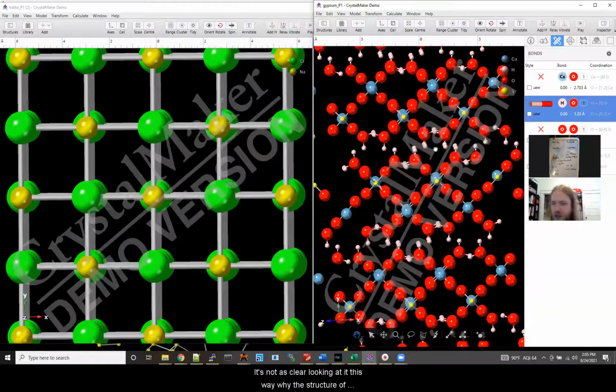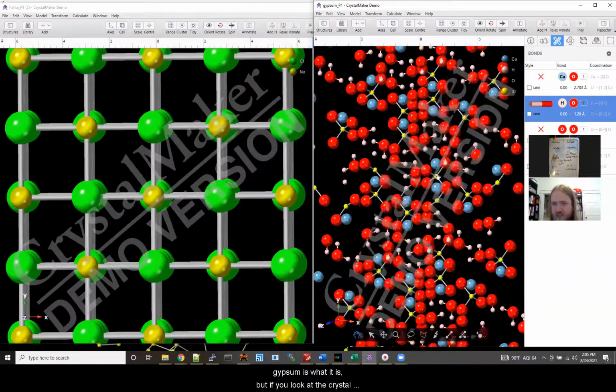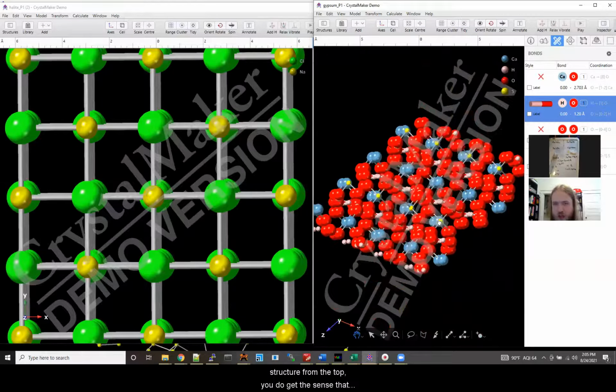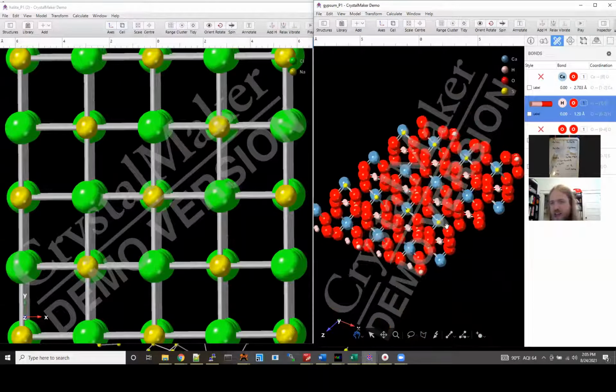It's not as clear looking at it this way why the structure of gypsum is what it is, but if you look at the crystal structure from the top, you do get the sense that it's likely, at least, that gypsum would form those sort of parallelogram shapes.